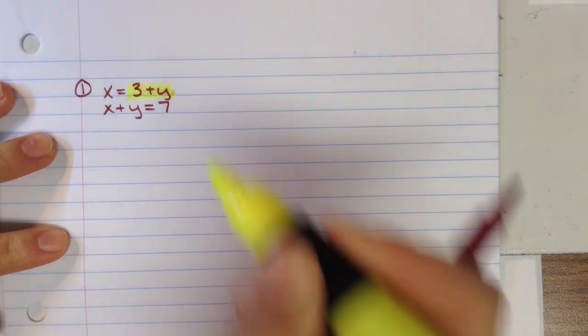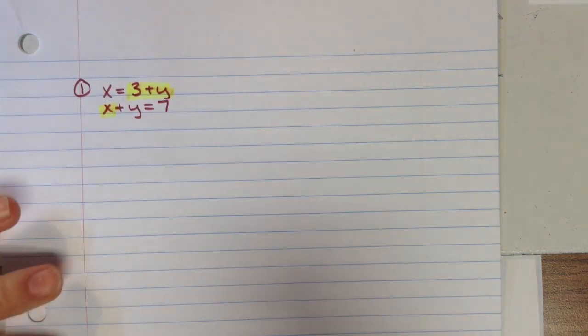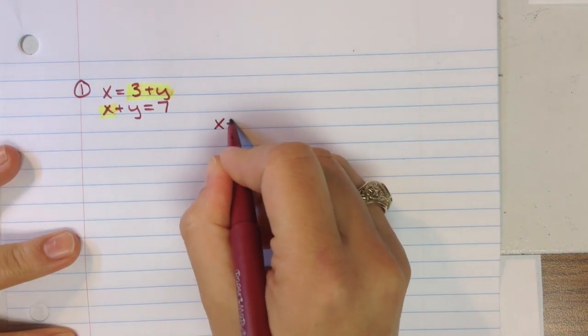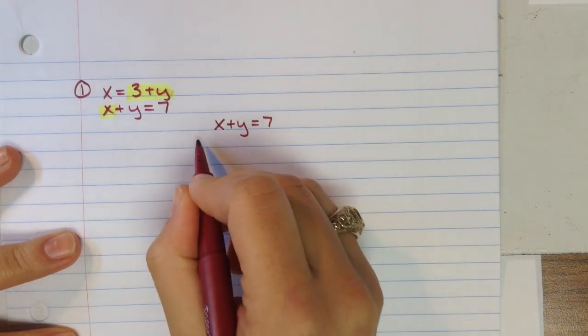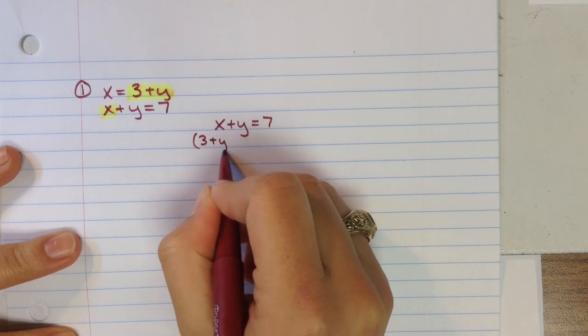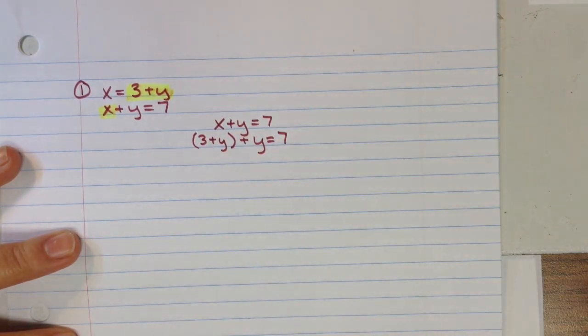This expression right here will stand for x. So we're going to take that second equation, x plus y equals 7, and we're going to substitute in that value, 3 plus y, instead of writing an x. We have substituted it in.